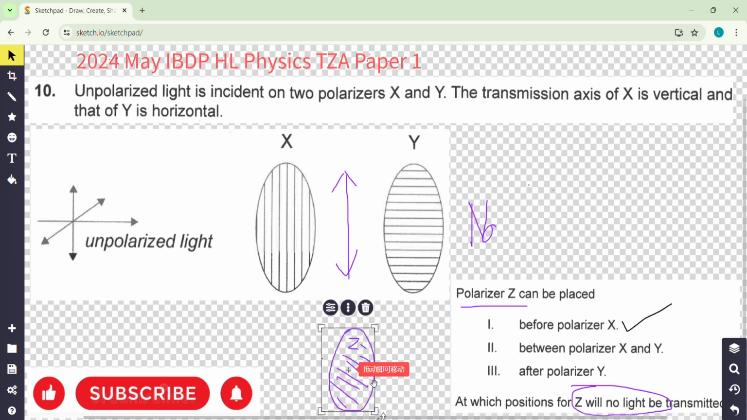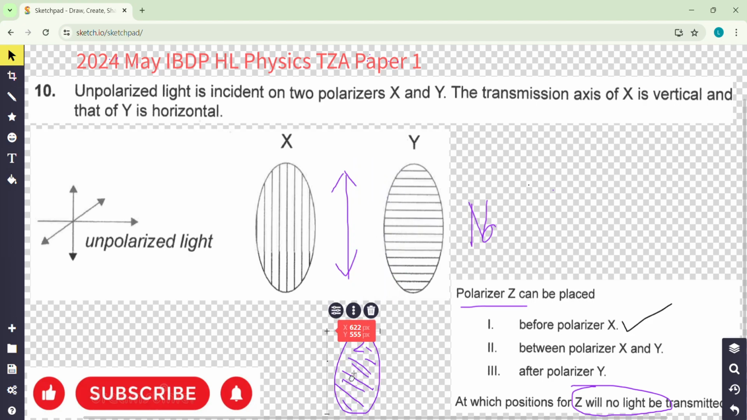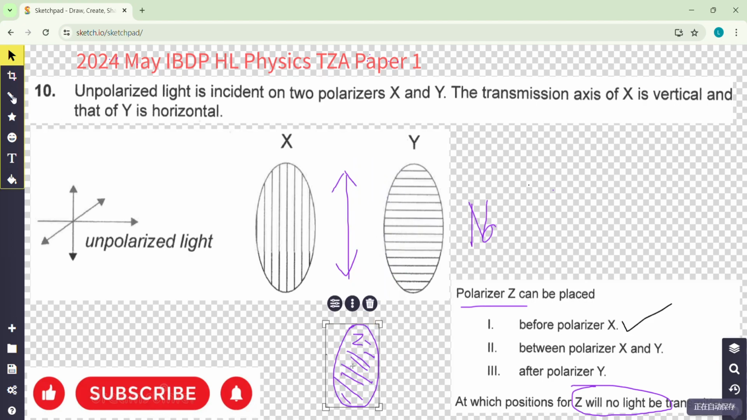If we place it here, you remember the theory, right? The vertically polarized light becomes inclined, and the inclined polarized light can pass through part of it to the horizontal polarized light. So some light will pass through. It is classical, remember. Vertical, inclined, and then some passes through horizontally. So for this position, light will be transmitted.